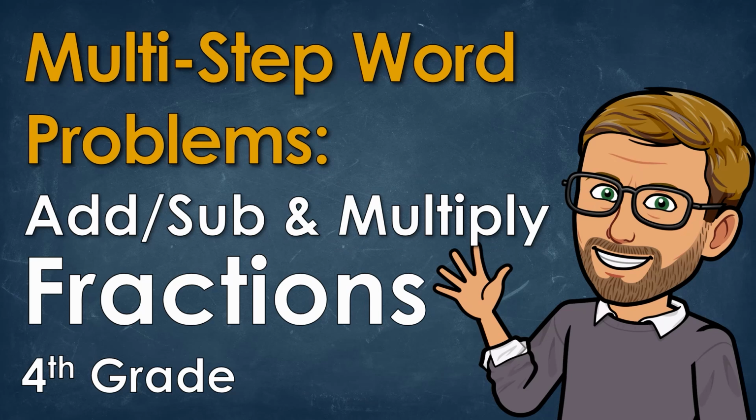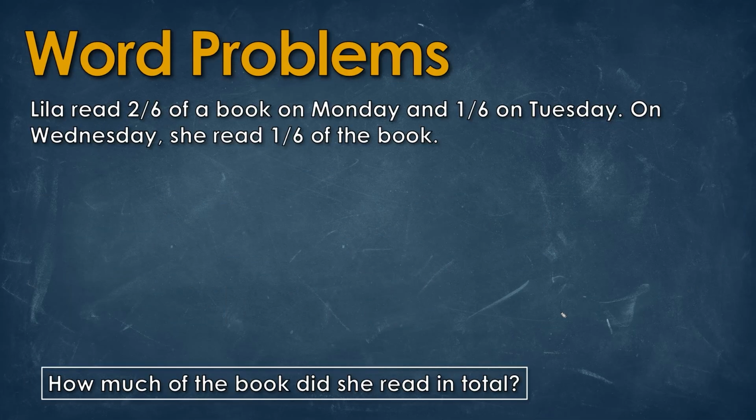In this video, we're going to be doing multi-step word problems involving addition, subtraction, and multiplication of fractions. When we start looking at word problems, it's always good to take a look at what the question is asking. It says, how much of the book did she read in total? When we see that word total, it tends to mean that we're going to be adding.